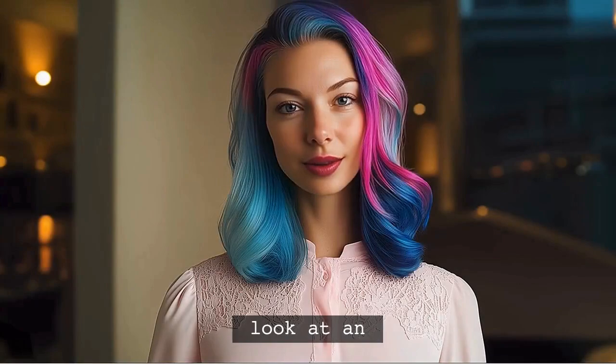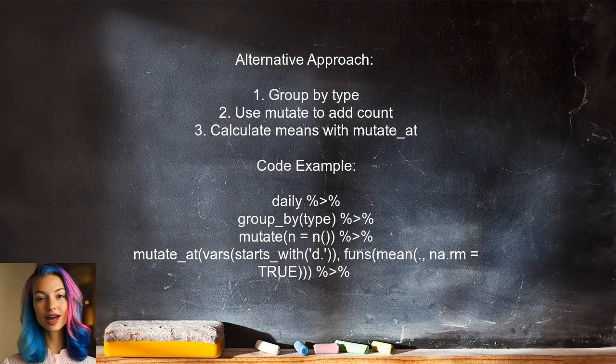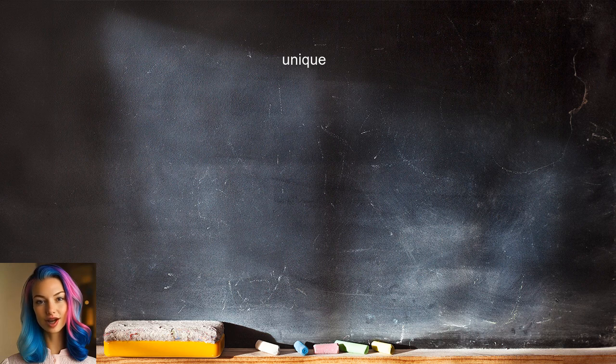Let's take a look at an answer from another user. An alternative approach suggested by another user involves using the mutate function instead of separate summaries. They recommend grouping by type, then using mutate to add a count of records and calculate the means of specific variables in one go.